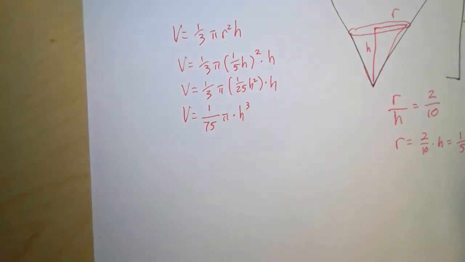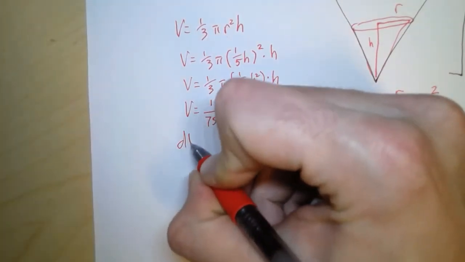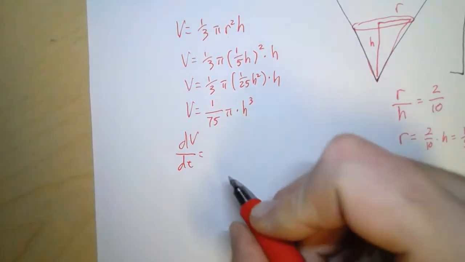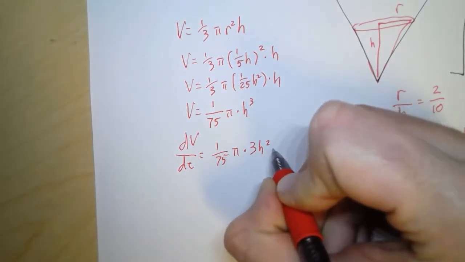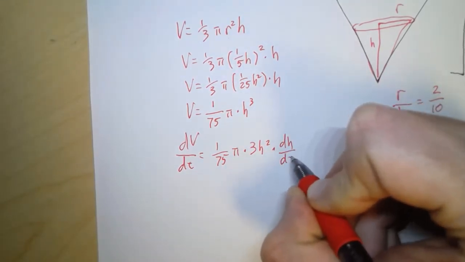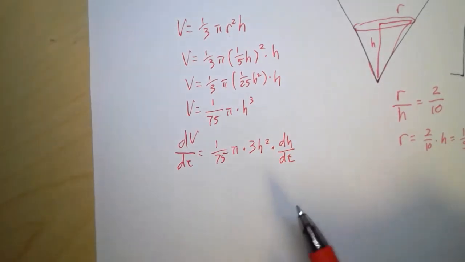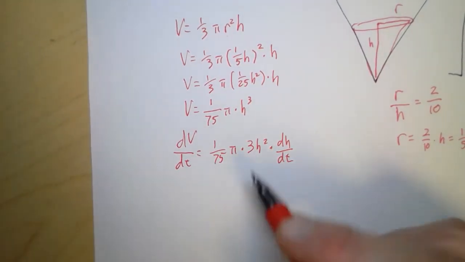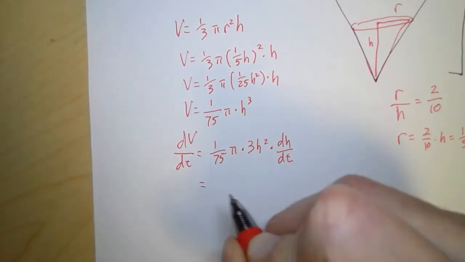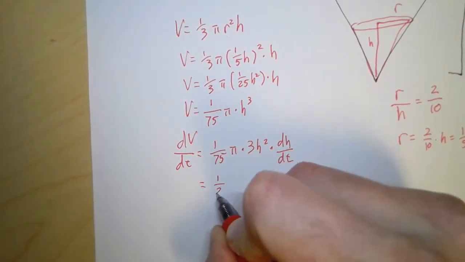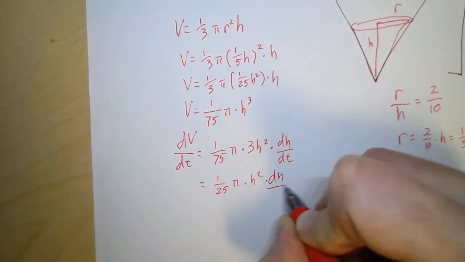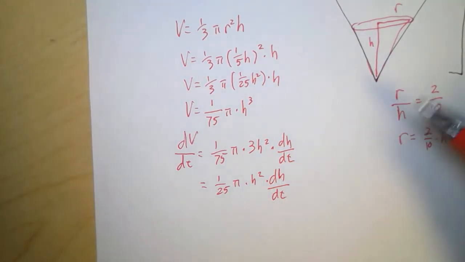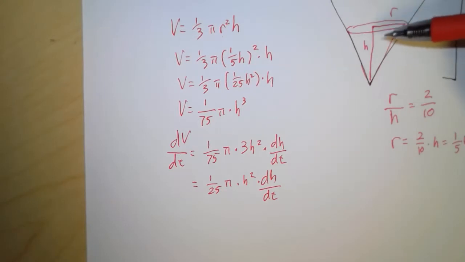So now we can find the derivative with respect to time. So dv dt equals 1/75 pi times 3h squared times dh dt. And we can simplify this by combining the 1/75 and the 3. So we have 1/25 pi times h squared times dh dt. Now what's being asked of us? How fast is h rising? So that means dh dt is what we want to know.